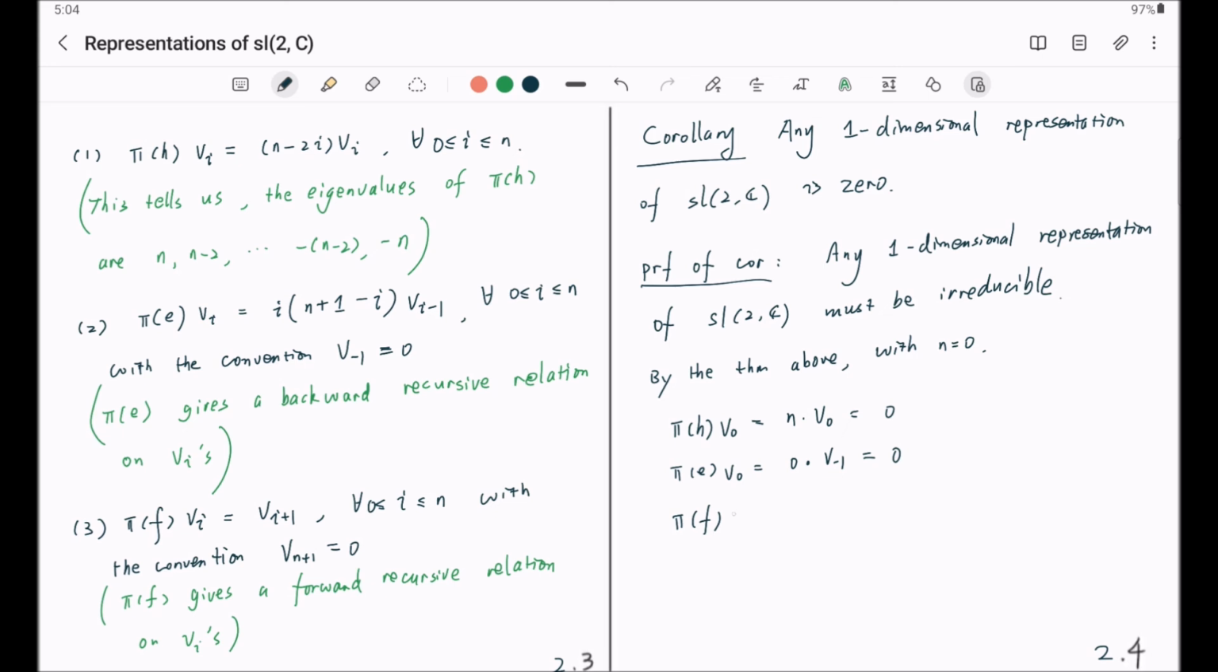And pi of f applied to v0 will be v1. But v1 is 0 by the convention, because here n is equal to 0, so v sub 1 is 0. They're all 0. And h, e, and f span SL2C. This tells you that pi must be 0. Namely, this representation is 0.